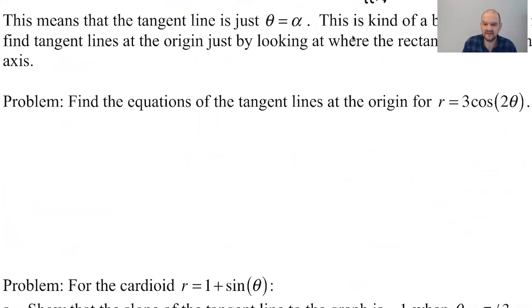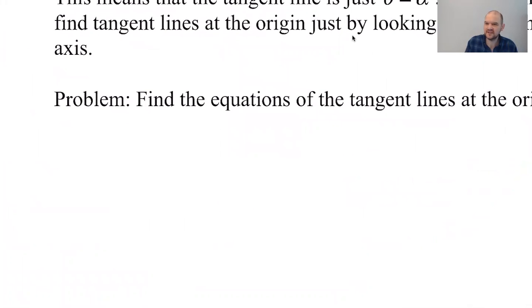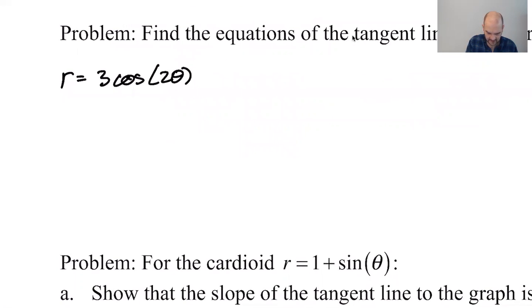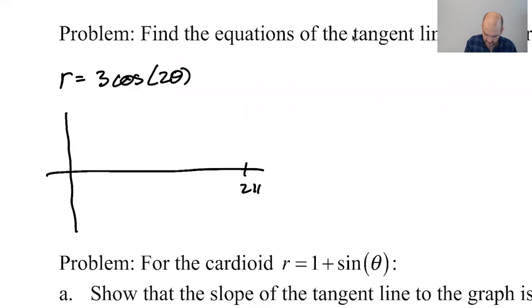Find the equation of the tangent lines at the origin for r equals 3 cosine of 2 theta. So here's the thing. We don't really need to do calculus on this. I want r equals 3 cosine of 2 theta. Well, I just need to know when that equals 0. I'm going to start with a graph anyway, a rectangular graph. This is going to be a rose curve with 4 petals because 2 is even, so you double it. The period is pi, so 3, -3.